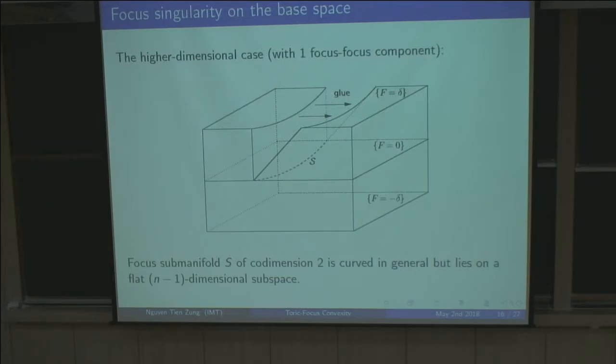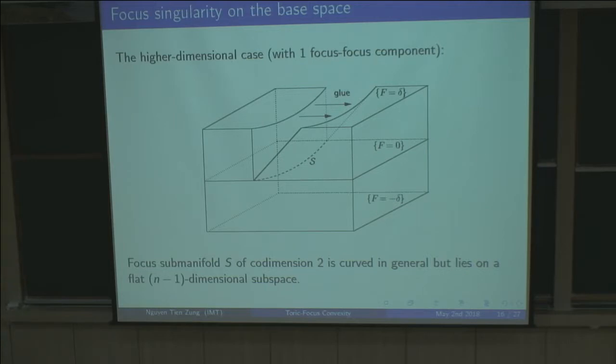Okay. Now if you have higher dimensions, then instead of just one isolated focus, you have a family of focus-focus points of codimension two, then the picture is like this. So we have a whole family of focus points of codimension two. Okay, this is like here in three dimensions you have a curve, which lies on a hyperplane, imagine like this. But the curve itself is not straight. It can be of any shape. Okay.